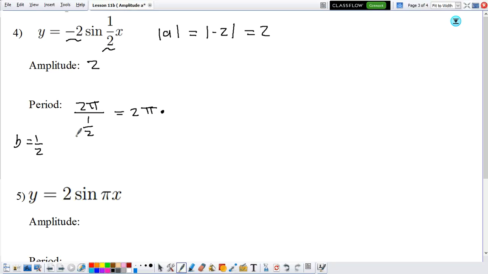Division, change it to multiplication. 1/2 becomes 2 over 1. Any number, you can always put it over 1. So 2 pi times 2, that's just 4 pi, over 1 times 1, which is just 1. But it is the same if we just write it as 4 pi, because 4 pi divided by 1 is just 4 pi. So that means that my period is 4 pi.